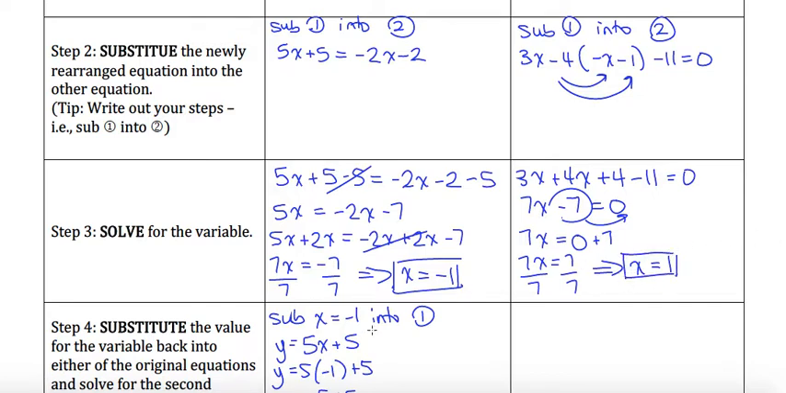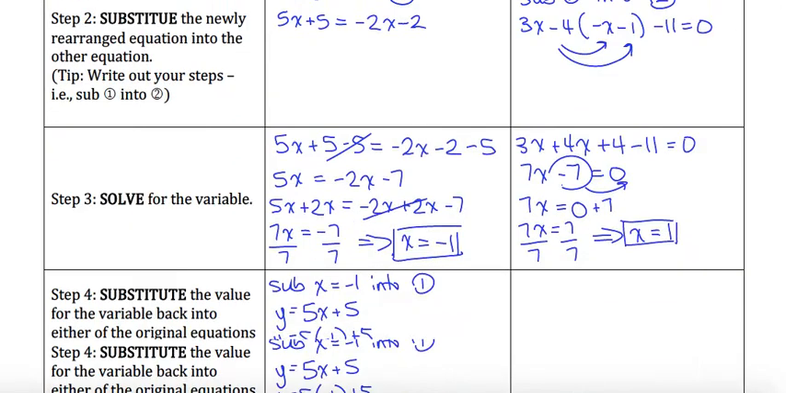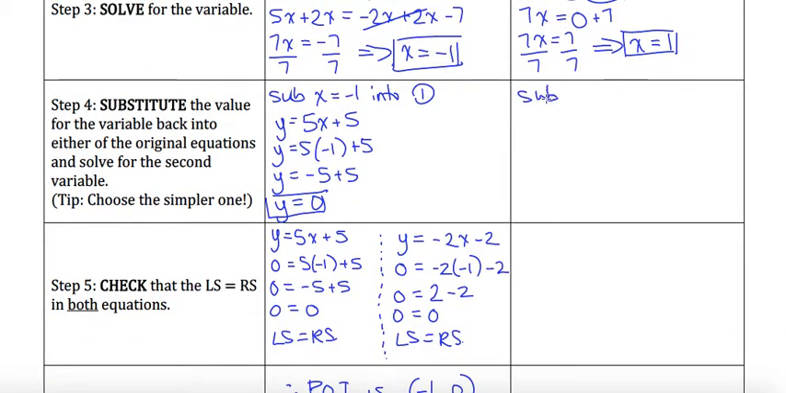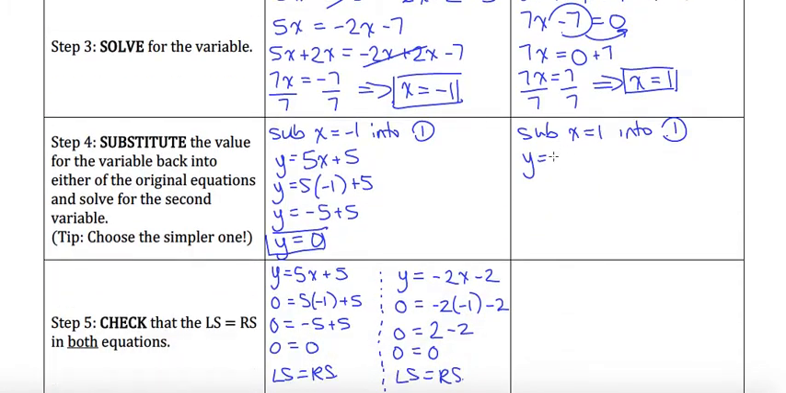So now I'm going to take this value and plug it back into whichever of my original equations I think is easier. And I think number 1 is going to be easier, so I'm going to substitute x equals 1 into equation 1. So sub x equals 1 into equation 1. So equation 1 again was y equals negative x take away 1. So y is equal to negative 1 take away 1, which is negative 2. So now I have a value for my y.